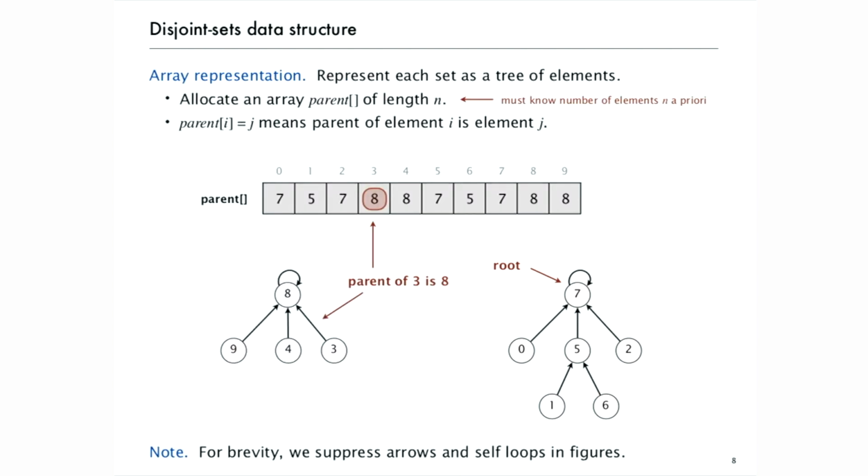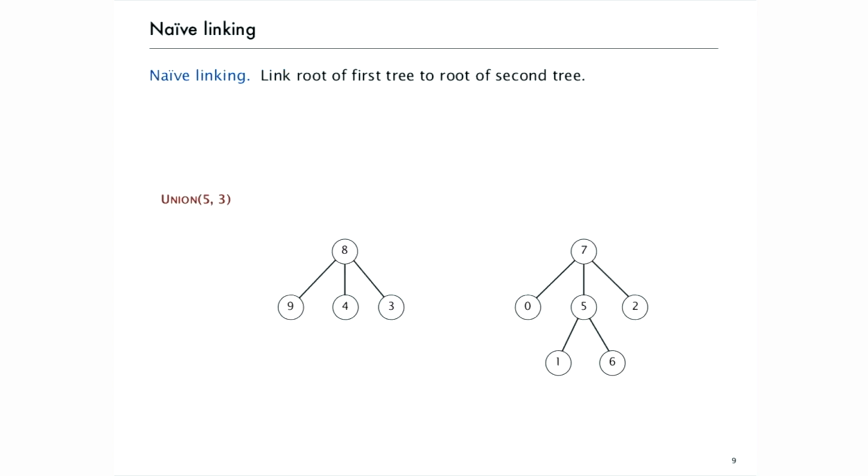Okay. So the disjoint set data structure can also be represented as arrays, but let's forget about this representation. This is useless for our purposes, so I will not talk about it. Okay, so we go back to naive linking.